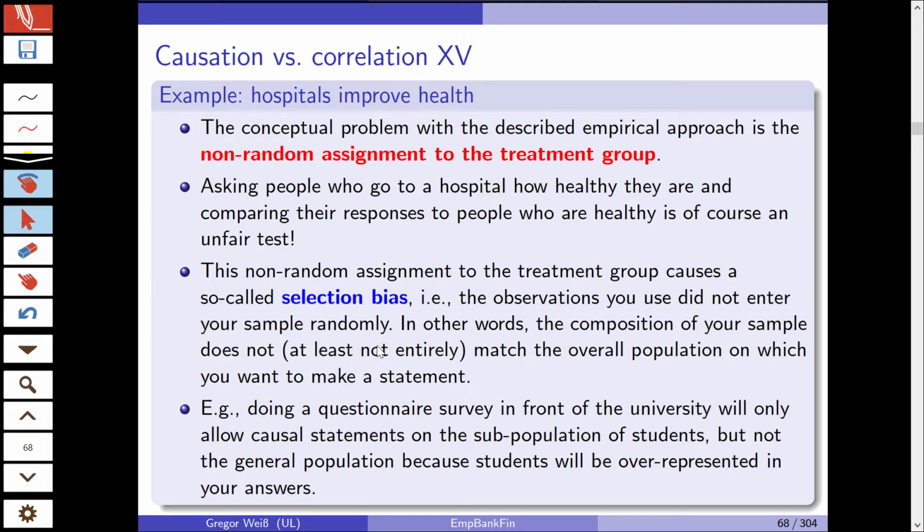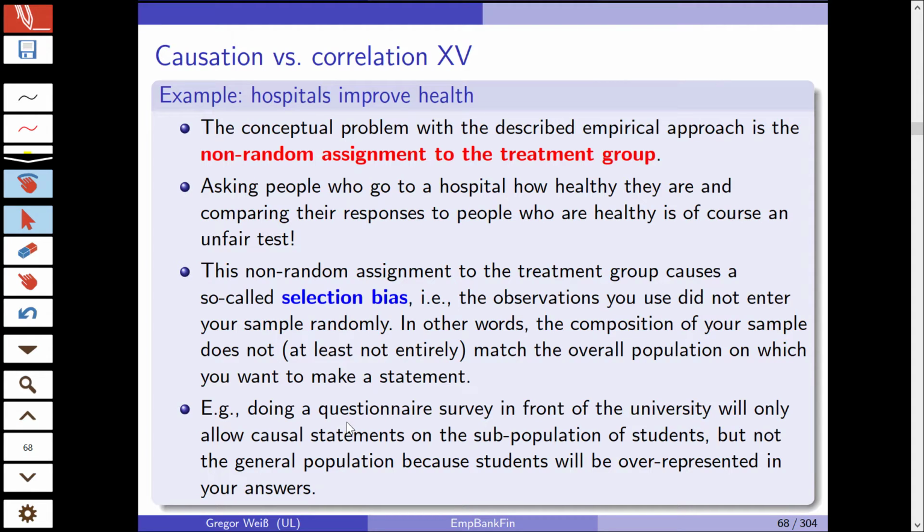The problem is only sick people go to the hospital, and only healthy people might stay at home. So asking people who go to a hospital how healthy they are and comparing their responses to people who are healthy, that's an unfair test. So this non-random assignment to the treatment group causes a so-called selection bias. That is, the observations you use did not enter your sample randomly, and in other words, the composition of your sample does not mimic the overall population on which you want to make a statement. You want to make a statement on the treatment effect of any person going to a hospital, but actually the people who go to a hospital are always sick, so you have a selection bias.